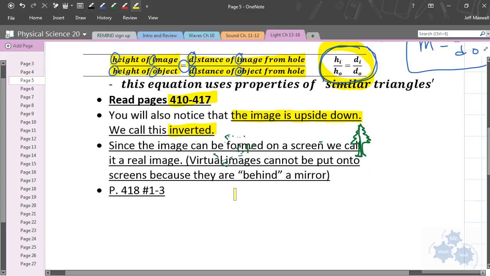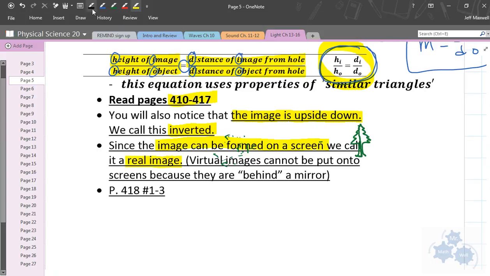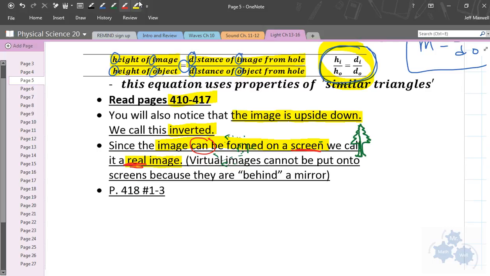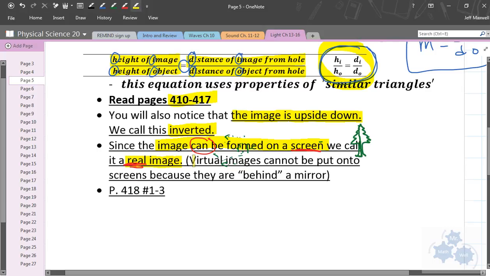Now, here's something else that we'll talk more about as we move through, but an image that can be formed on a screen is called a real image. Okay, so it can be formed on a screen, and in this pinhole camera, of course, the image that we're looking at is on the screen. So that is called a real image. The other type of image is a virtual image. And a virtual image cannot be placed onto a screen. Cannot be put onto a screen.